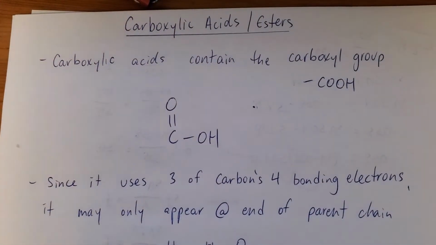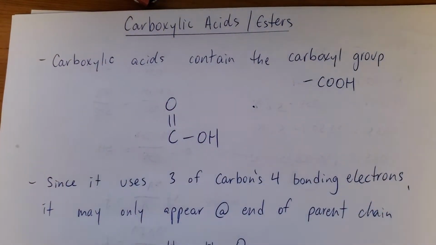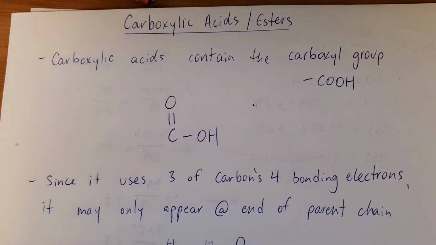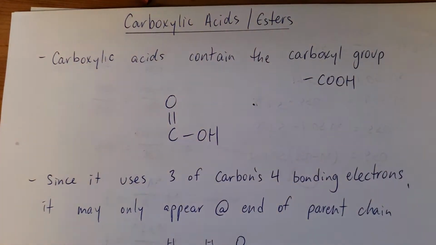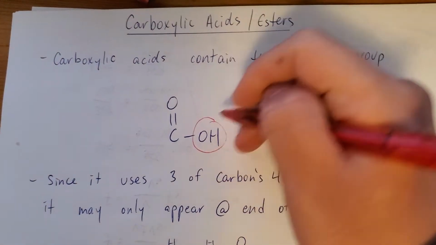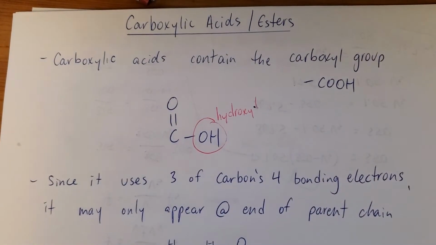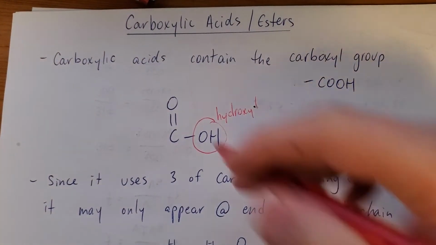All right, Cam, last lesson here. We're going to talk about carboxylic acids and how they can form esters. So carboxylic acids contain the carboxyl group, which is COOH. You might recognize part of it is a hydroxyl group. Okay, but these aren't alcohols. They actually react with alcohols.